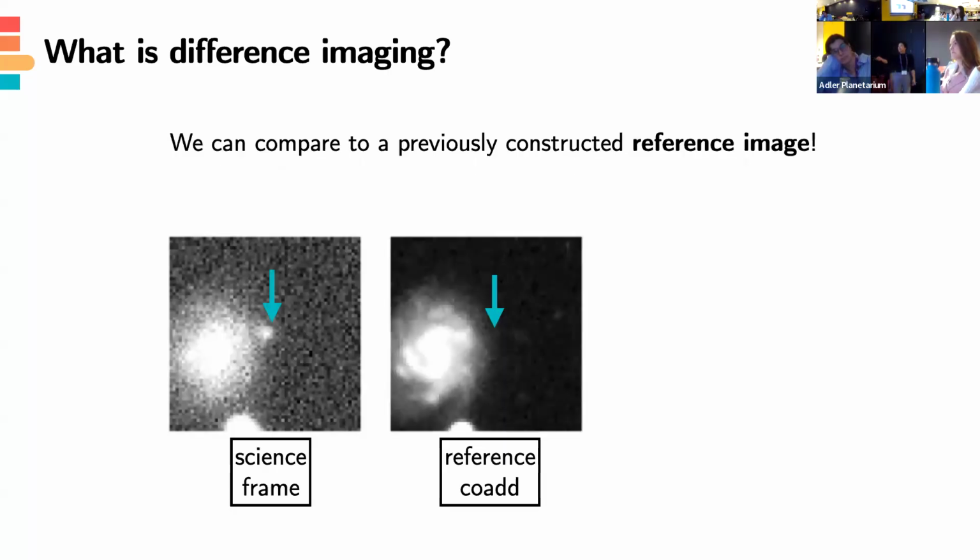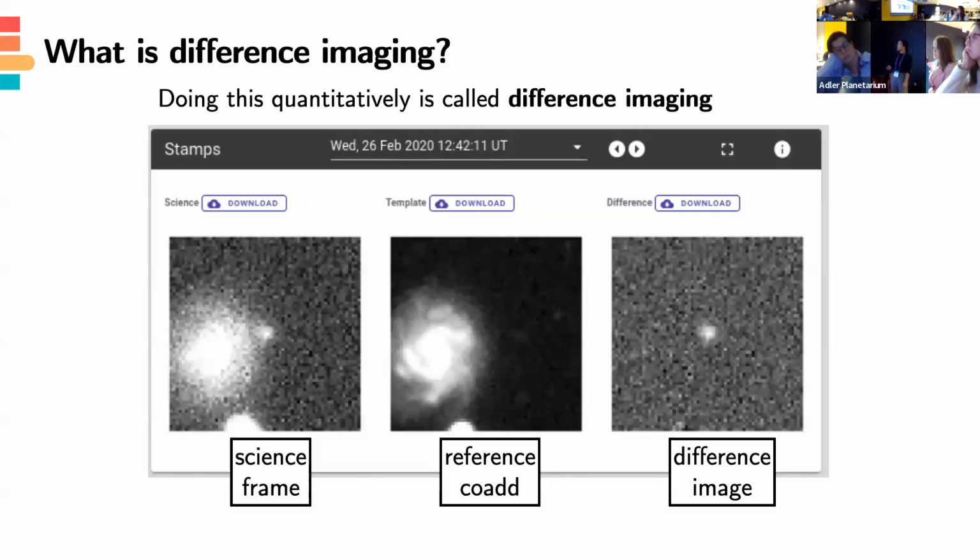But we can also look at a reference coadd. This is an image made using all of the same coaddition steps that we talked about earlier, but over a previous time period. And now we can see very clearly that there is a source here that didn't used to be there in the past. Then you can create a difference image, which is essentially the difference between these two. And now your time variable source pops up very nicely, or in this case, a transient source. This is a supernova.